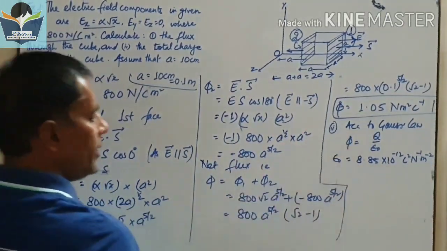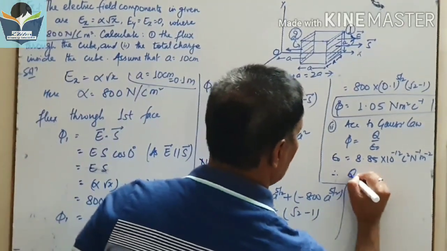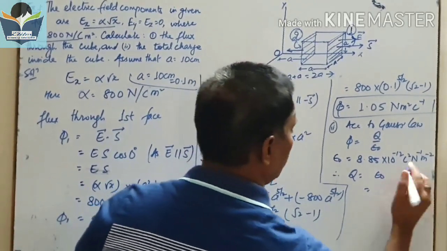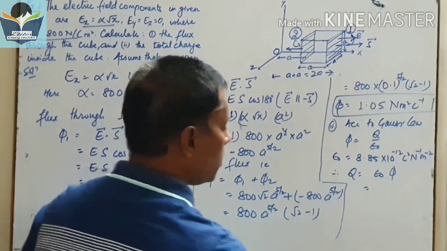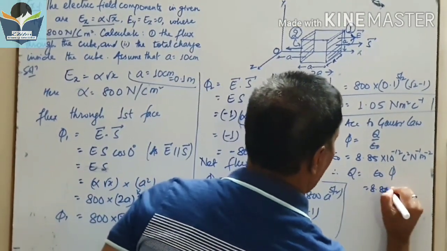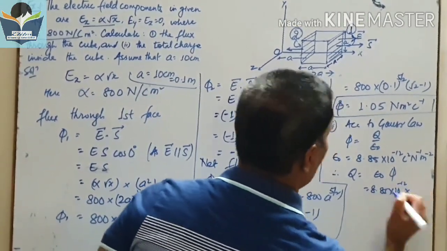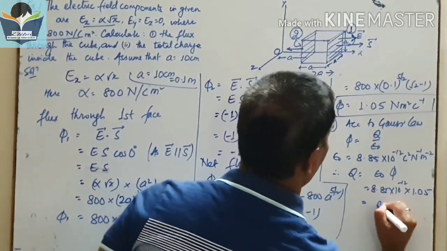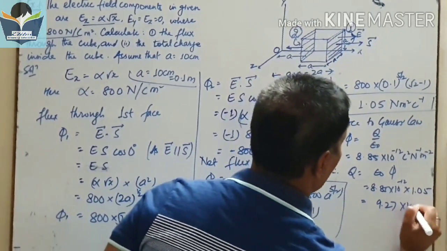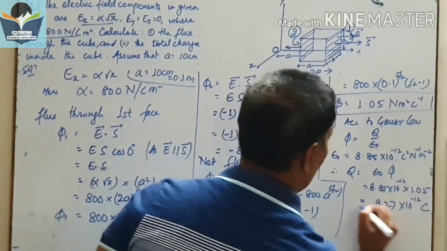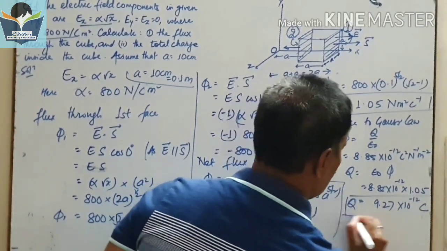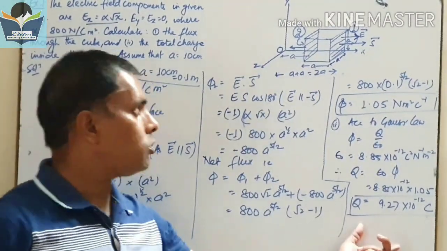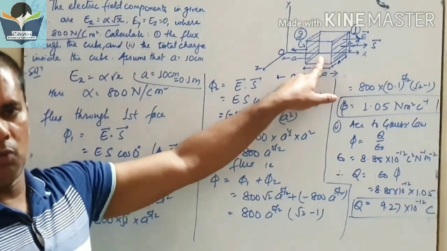So using this value, what do we get? Therefore Q equals epsilon naught into phi. What is epsilon naught? 8.85 into 10 to the power minus 12, and phi is 1.05. We solve it to get the value 9.27 into 10 to the power minus 12 Coulomb. This is the total charge, the whole charge enclosed by this cube.